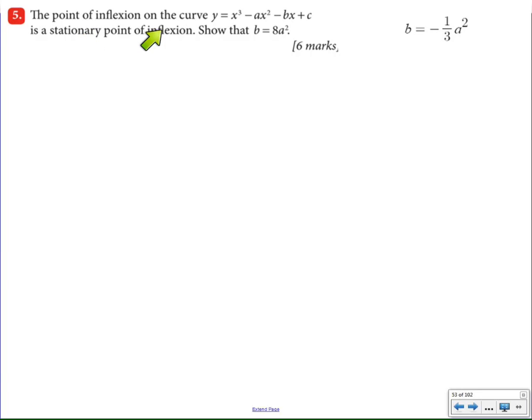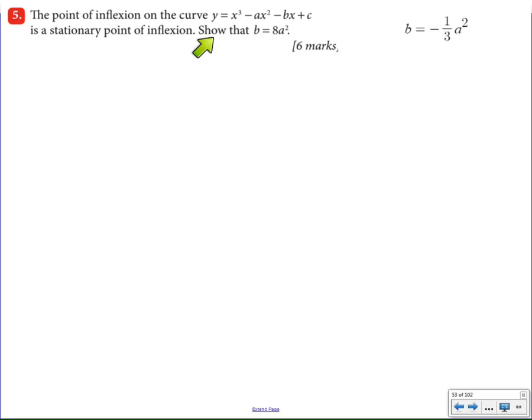Inflection is the point in which a function changes concavity. So we're going from concave down to concave up, or vice versa. So both of these conditions have to be true for this general polynomial where a, b, and c are parameters that are unknown.